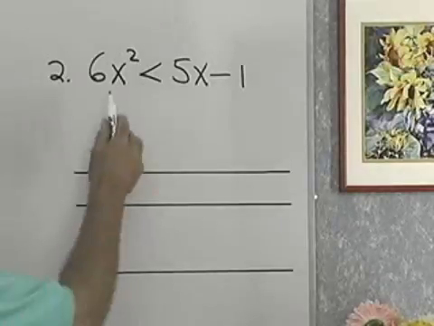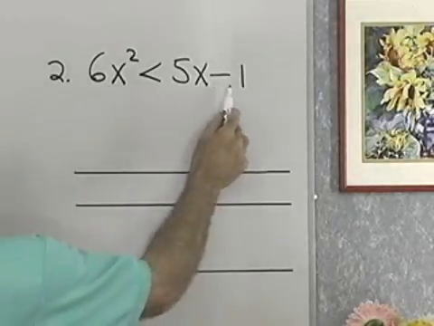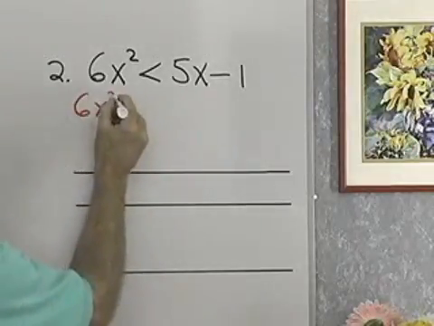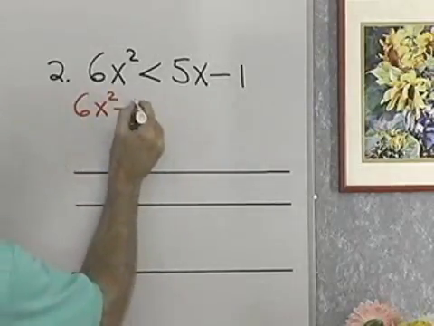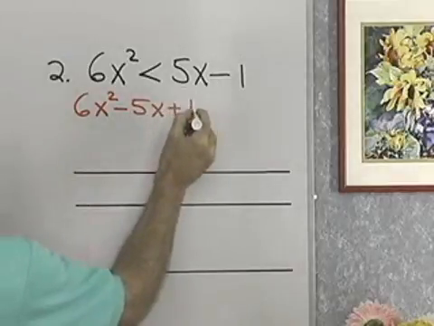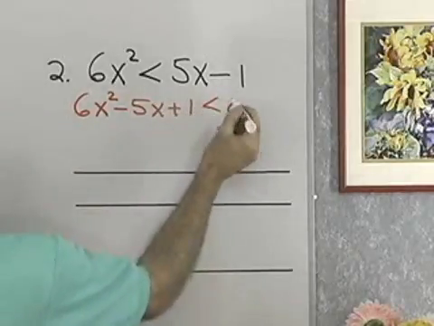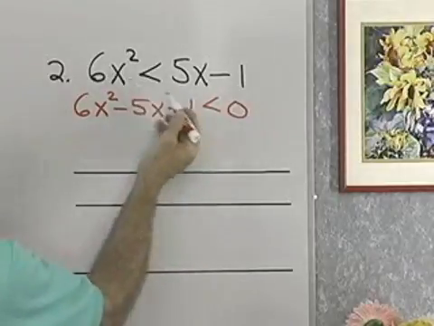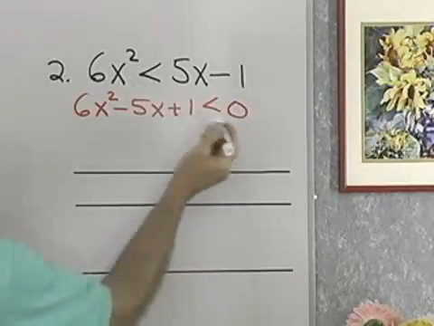Another quadratic inequality, 6x squared less than 5x minus 1. Let's put this in standard form by writing this as 6x squared minus 5x plus 1 is less than 0. So I'll add negative 5x to both sides. I'll add positive 1 to both sides, so I have it in standard form with 0 on this side.